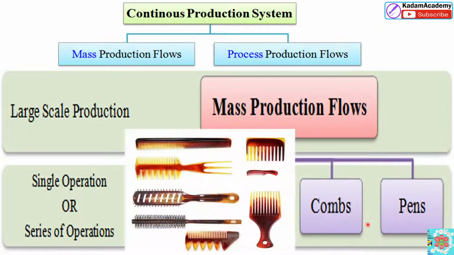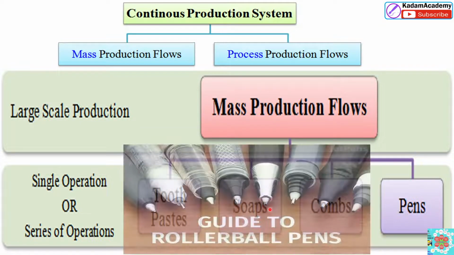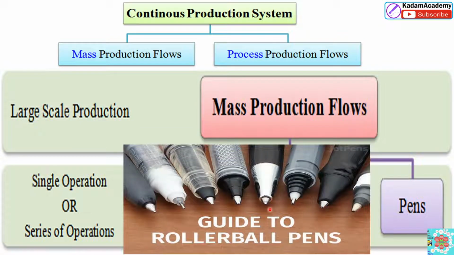Indian brands are there. Combs, different types of combs, are manufactured according to the variety of use of the comb. These have mass production flows. And also pens, writing paper, different types of products, rollerball pens and gel pens are manufactured. And these are examples of mass production flows.